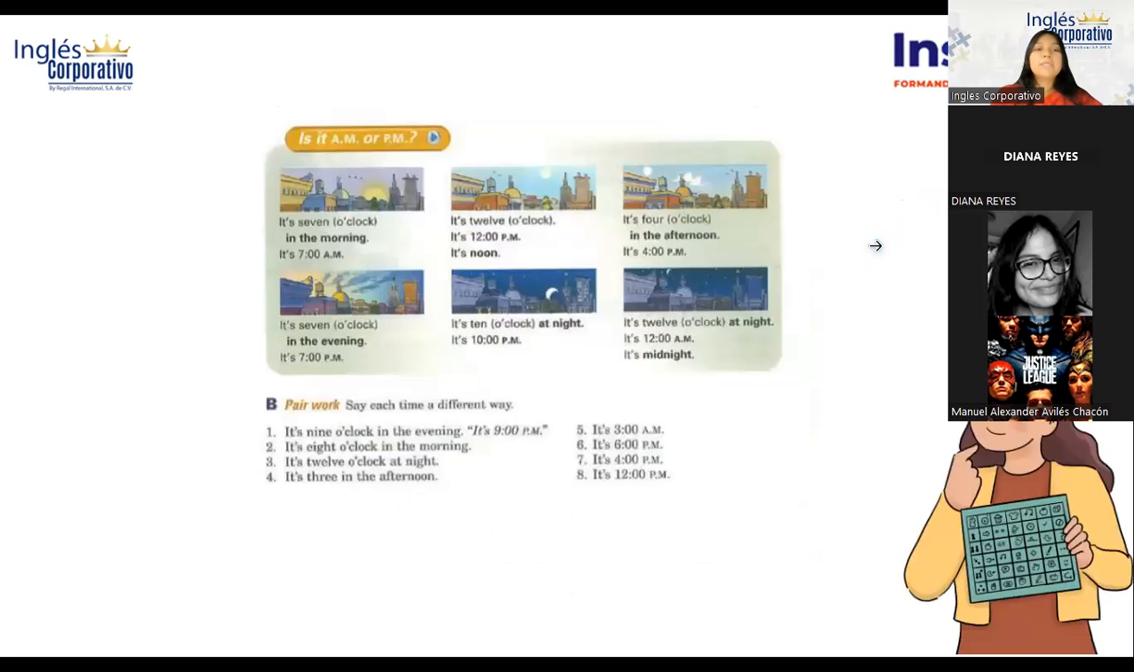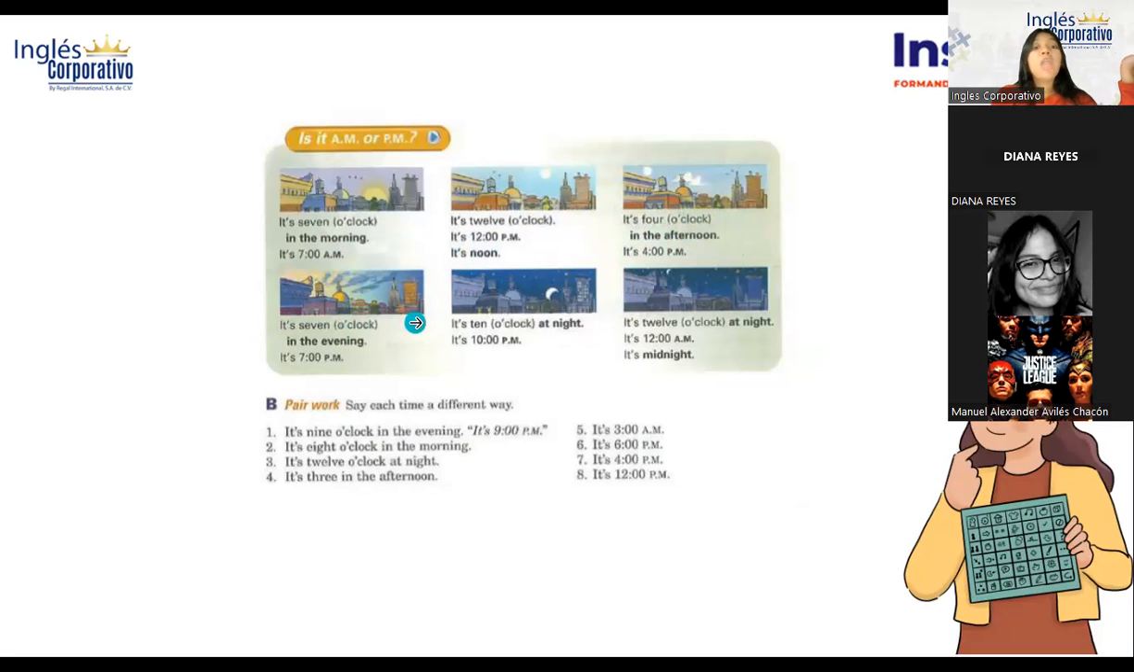Excellent. Okay. So now, let's see. The first picture, is it a.m. or p.m.? So it says, it's 7 o'clock in the morning. Entonces es, it's 7 a.m. Now, ¿cómo se dice las 12 en punto? Puede decirlo, it's 12 o'clock, it's 12 p.m. or la más común, it's noon. Okay. It's 4 o'clock in the afternoon, so that means it's 4 p.m. Las 4 en la tarde son las 4 p.m.